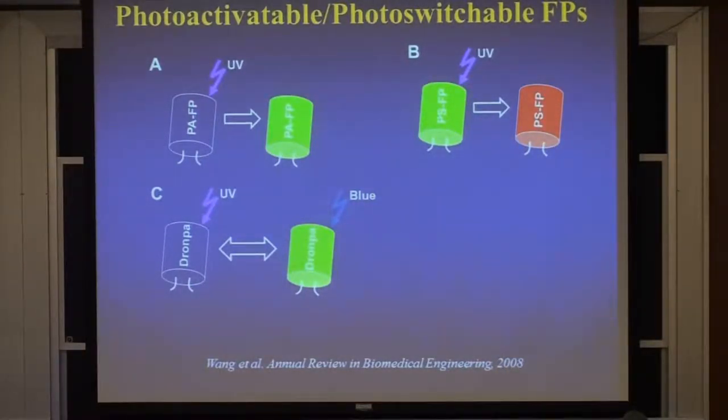One is called photoactivatable and photoswitchable fluorescent proteins. Because of the understanding of these fluorescent proteins, we can make mutations. For example, you can make mutations so that the fluorescent protein becomes non-fluorescent, but upon shining UV light, it will recover green fluorescence. That is photoactivatable. Or the fluorescent protein is initially green, but upon UV light shining, it will become red. Even better, people can also engineer so-called Dronpa fluorescent protein, which has no color in the beginning. Upon UV shining, it will have green color. But if you shine with blue light, then the fluorescent protein will be converted back to non-color.